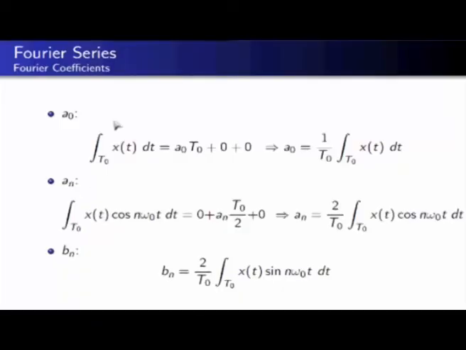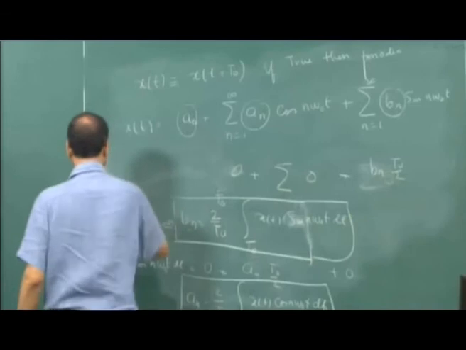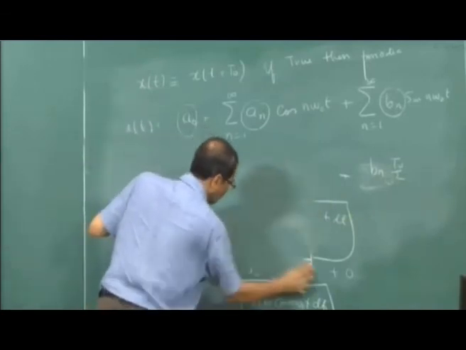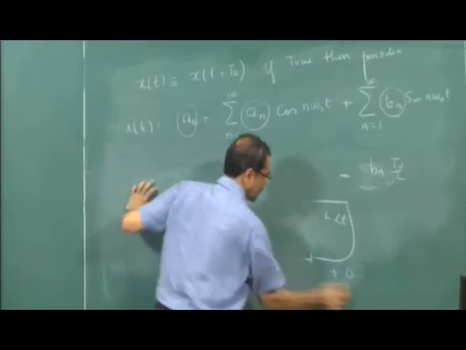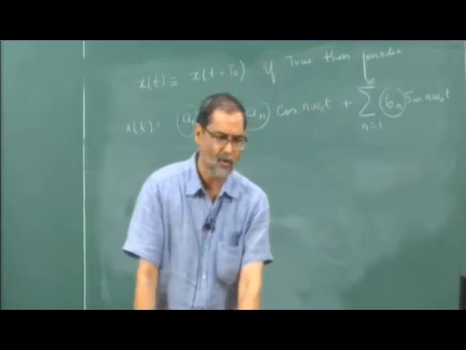So those properties are enough to find the values of a naught, an's and bn's, is what Fourier said. And some more manipulations are possible. I will just describe two manipulations of the basic result that Fourier suggested. I don't know whether Fourier himself did this or not.